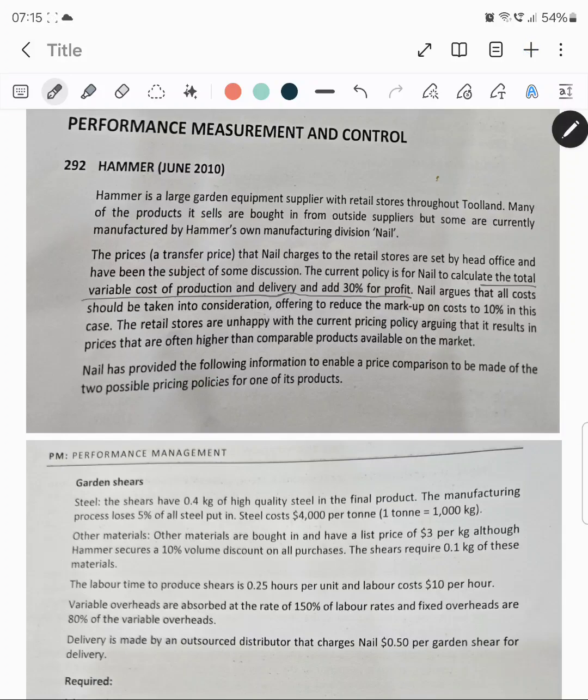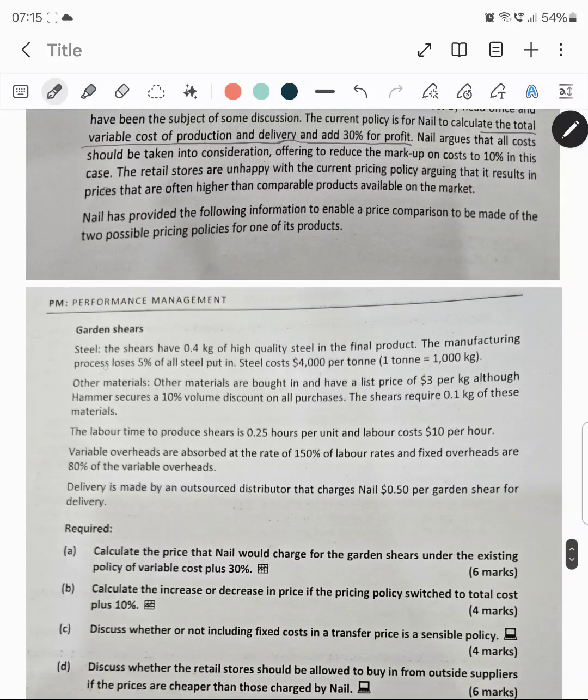Nail has provided the information to enable a price comparison to be made of two possible pricing policies for one of its products, garden shears. So Nail has provided some information. Okay, garden shears.